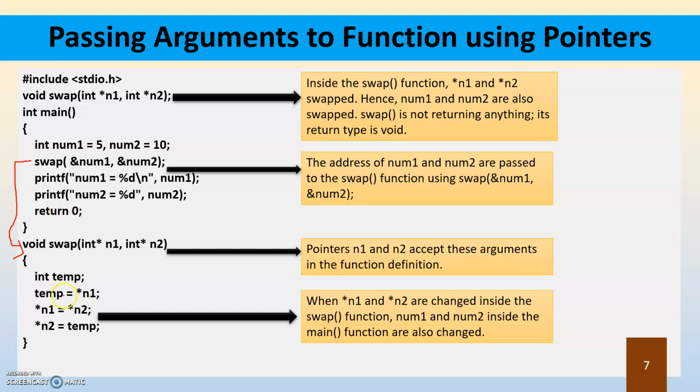Now star n1 equals star n2. So the value at the address of number2 goes to the address of number1. Now the original number1 value, which is already in the temp variable, goes to the address of number2. With the help of this we swap them, and after swapping we print them with these two functions.